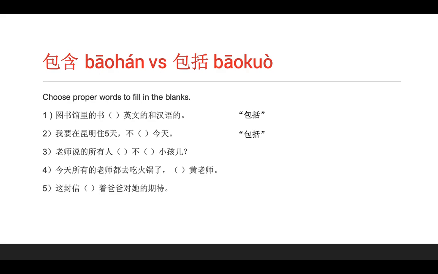The third one, 老师说的所有人，不，小孩. So everybody that the teacher mentioned, does it include or not include the children? Yes, we are going to use 包括 because 小孩 are a social group of 所有人. So we are going to use 包括.